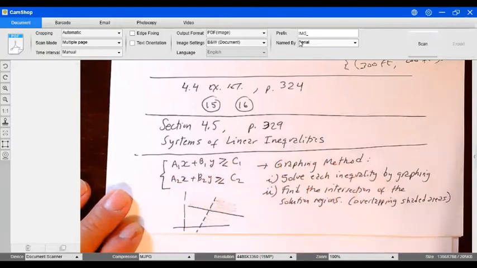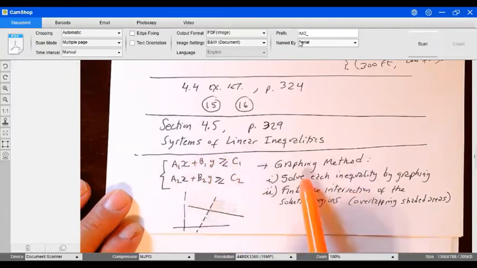And what is the graphing method for this purpose? You're going to solve each inequality by graphing. So you're going to get the solution for the region for this inequality. Let's say that this is the boundary line for the first inequality. And then after you test the origin, you find that the region to the right of this line is the solution for the first inequality.